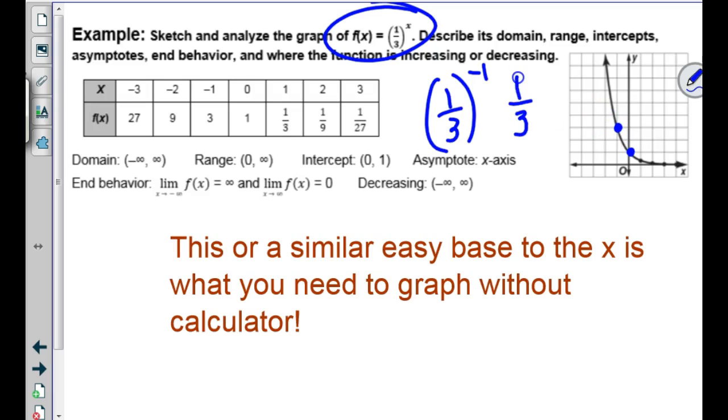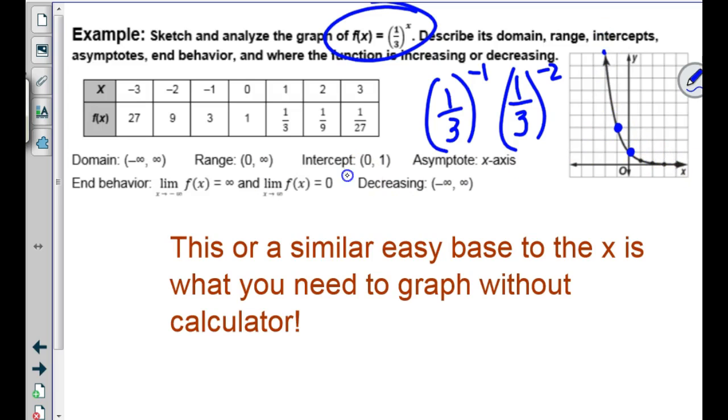If I put 1/3 to the -2, I'd get, flip it over and then square it. So I get 9. Okay, so by -2, it's all the way up to 9. Everybody see what's happening? It's decaying.